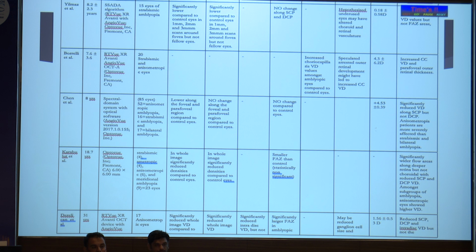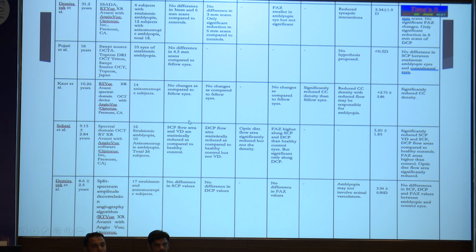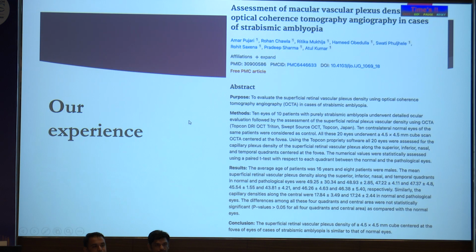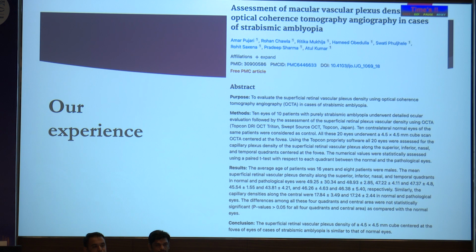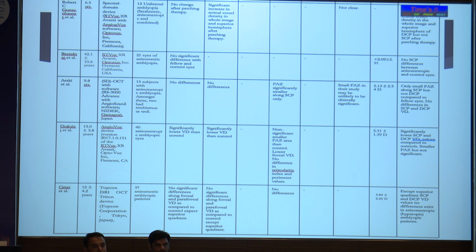Coming to the next one, where the subset was 40, that was Dubois. He performed the study in 40 anisometropic amblyopic eyes. He was also able to find significantly lower superficial capillary plexus as well as deep capillary plexus, but the foveal avascular zone was normal.